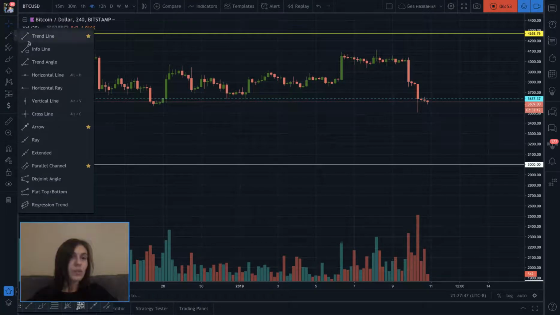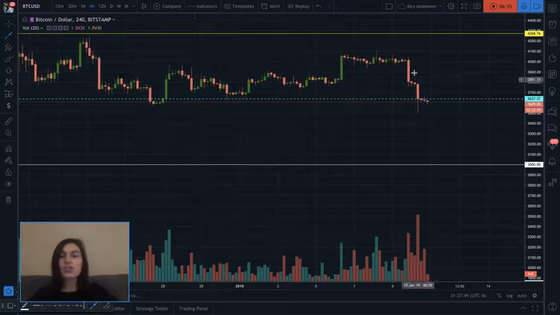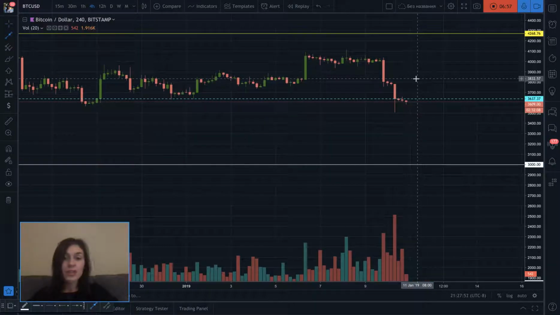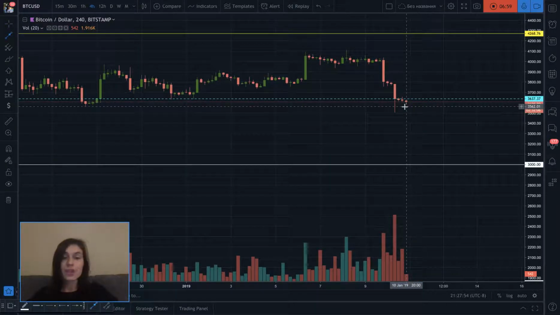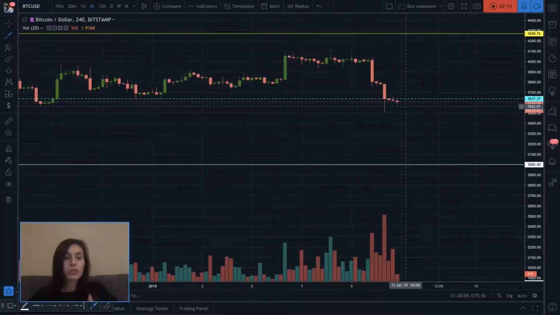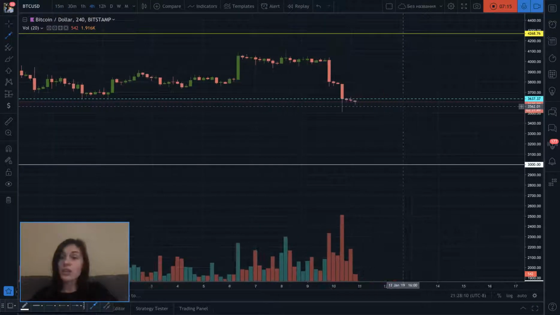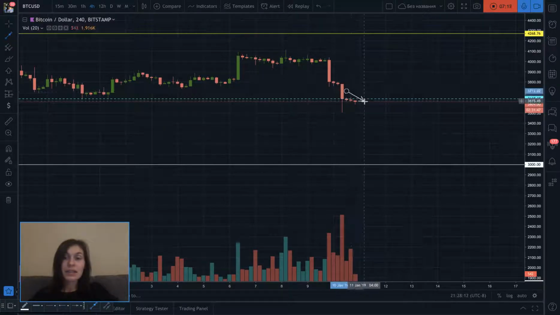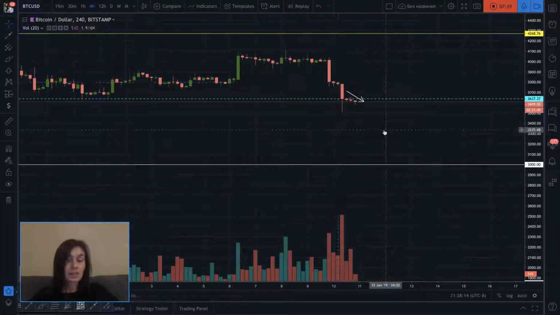Okay, so be careful. If you see so many red candles, it doesn't mean that you have to enter your long position immediately when the chart is stopping. No, you need to wait until you see at least something that tells you that the uptrend is coming. Don't lose your money, don't lose your trade.